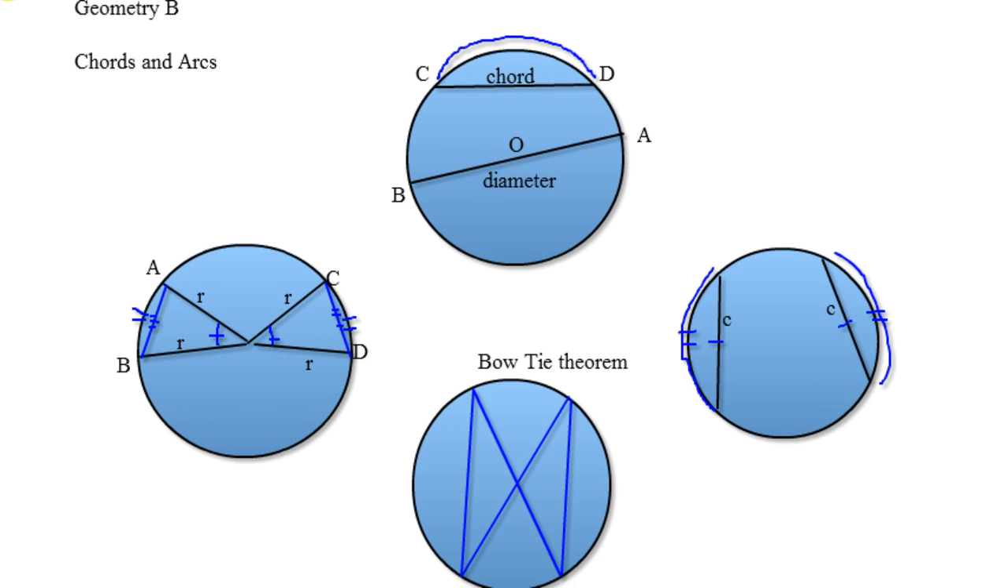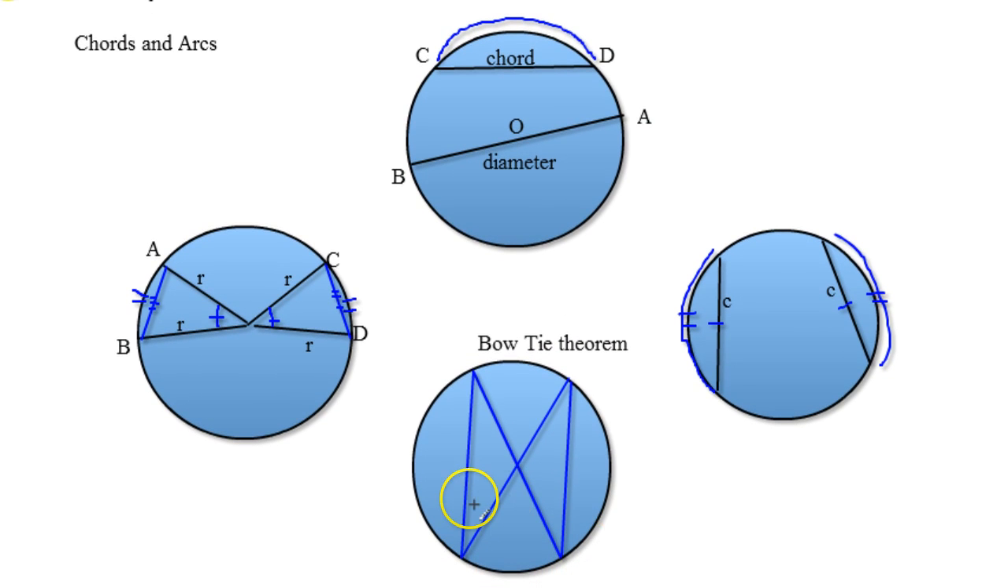Now, if we focus down here on the bow tie theorem, I like to say if you're making a bow tie, you're probably dealing with some really nice congruencies. If you notice, I didn't draw it through the center, but right off the bat these two angles are congruent. Why? Because of vertical angles. The other cool thing is that this angle will be congruent with this angle, and this angle will be congruent with this angle.